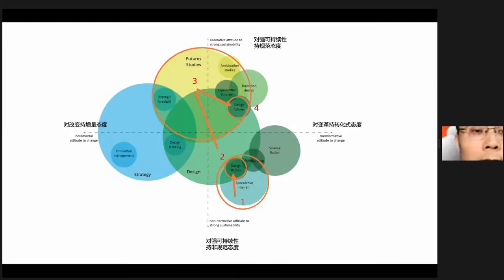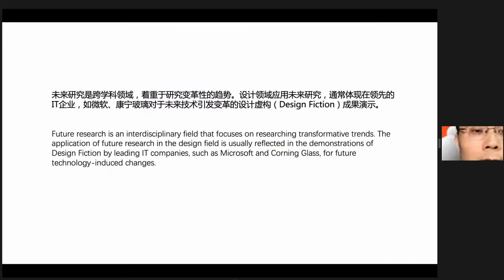The academic world has done a lot of study on design fiction and critical design, future studies and design futures. Here I have shown these dimensions in the slide and their strategic functions. Hopefully through this study, we could guide our practice.